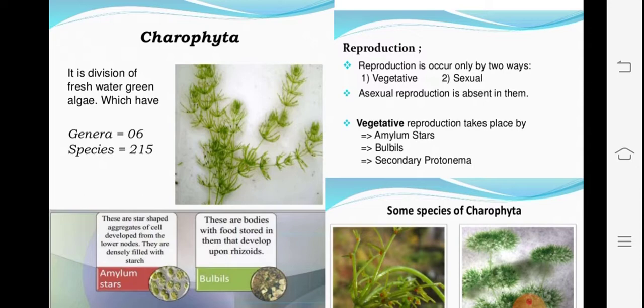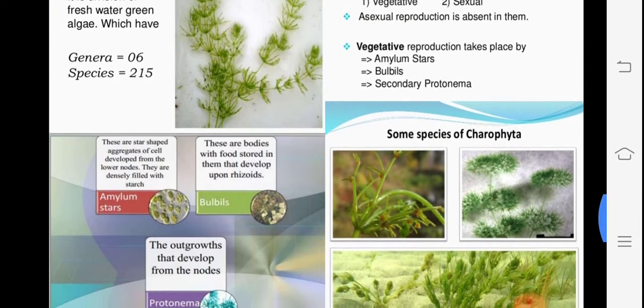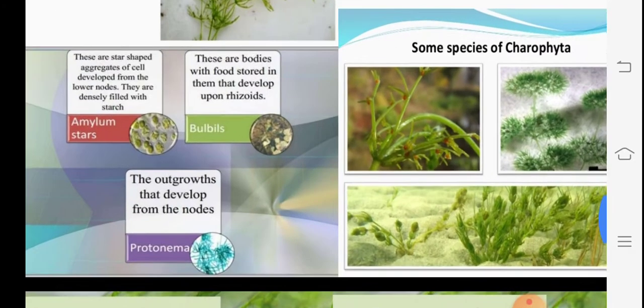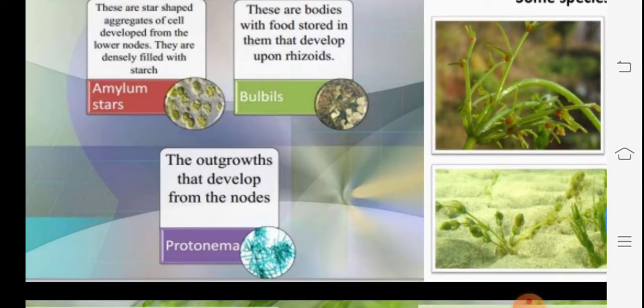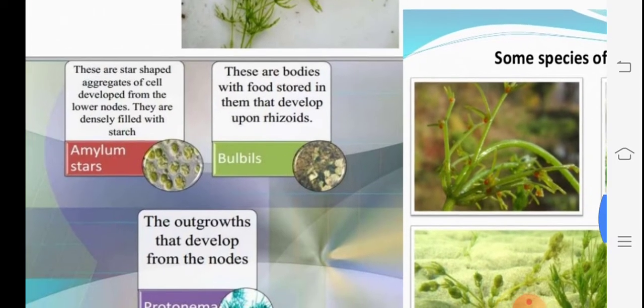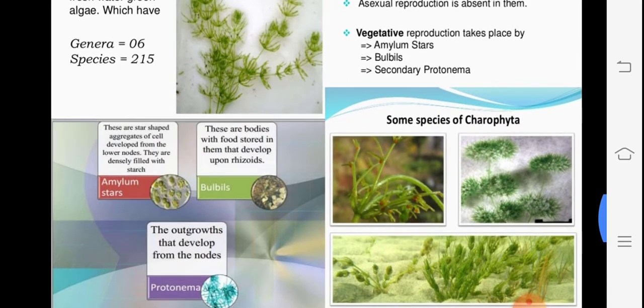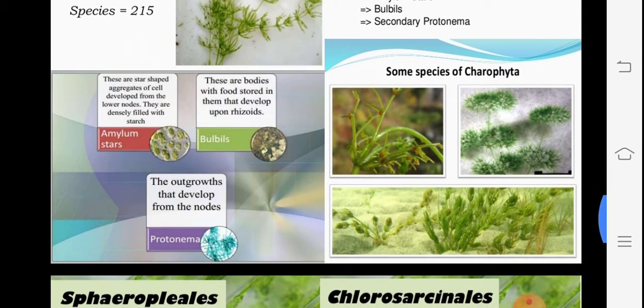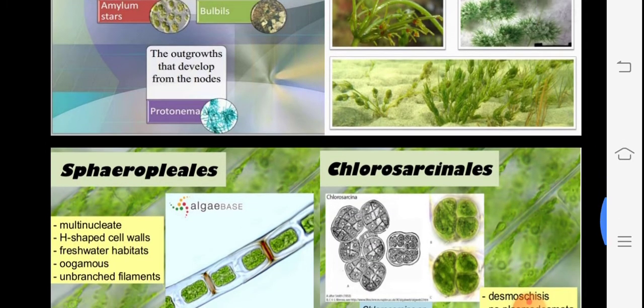In vegetative reproduction, amylum stars, bulbils, and secondary protonema are present. You see here, these are the amylum stars in the vegetative. Amylum stars are star shaped, developed from the lower nodes, and densely filled with starch. Then bulbils, these bodies store the food material and develop upon the rhizoids, and the outgrowths that develop from the nodes are called the protonema. So you go through some species of this Charophyta, Chara and Nitella.